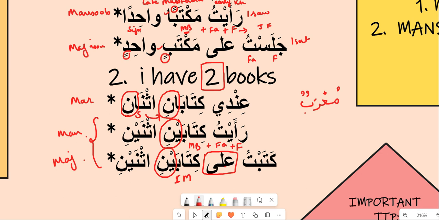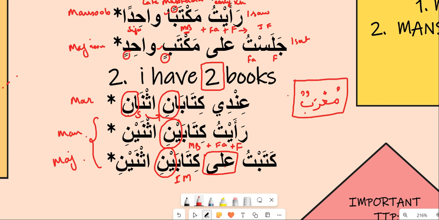But in case of ithnan, the number 2, it didn't change the haraka, but the structure, the letters, have changed. That's why it is called mu'rab. The noun which changes its structure is called mu'rab. So here it changed from alif to ya in mansub and majroor. That's why it is called mu'rab. Why? Because it changes its structure.